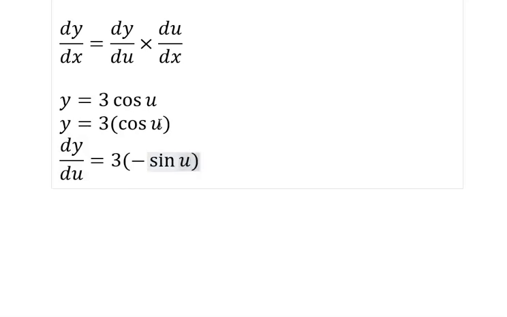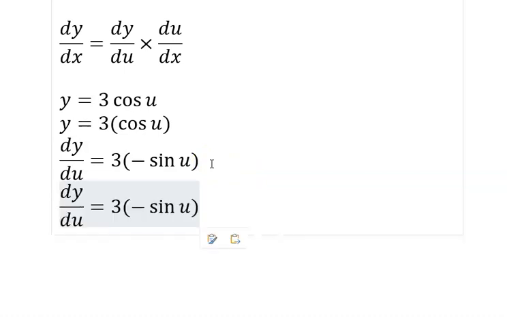So your dy/du will now be multiplying these two. That means this 3 can now come in here. Awesome. So that means we now have minus 3 sin u. So our dy/du is now minus 3 sin u. Awesome. So we've been able to get our dy/du.